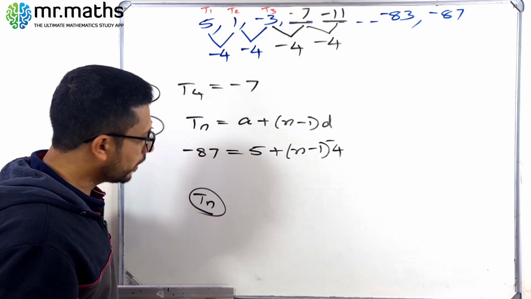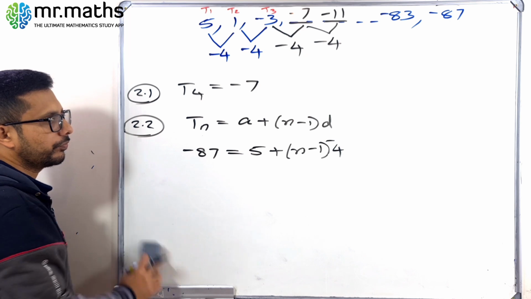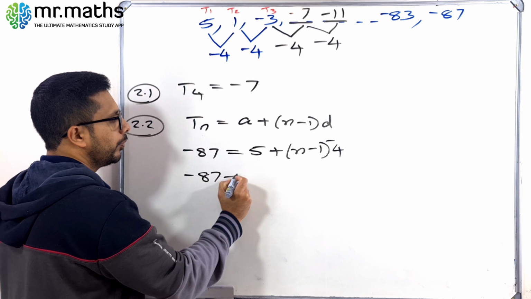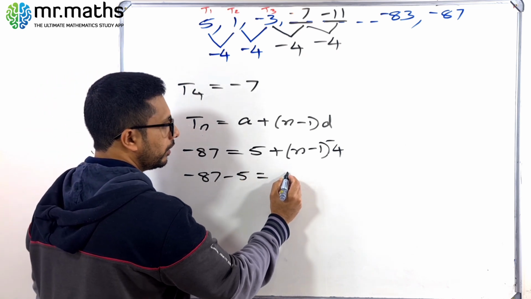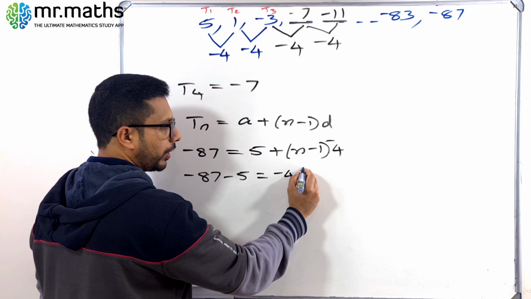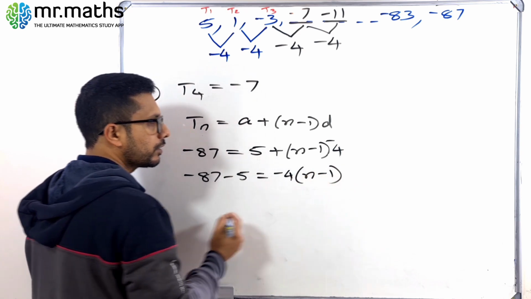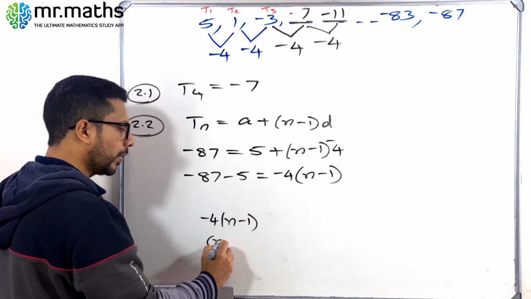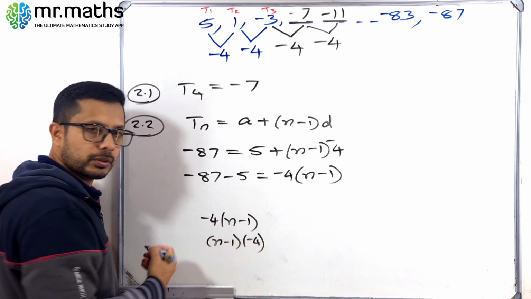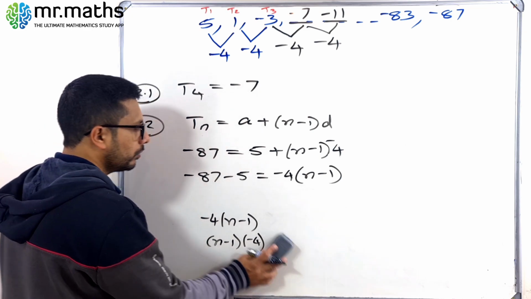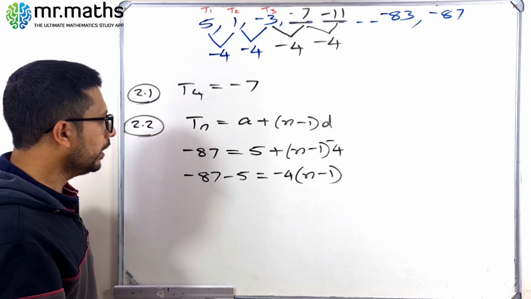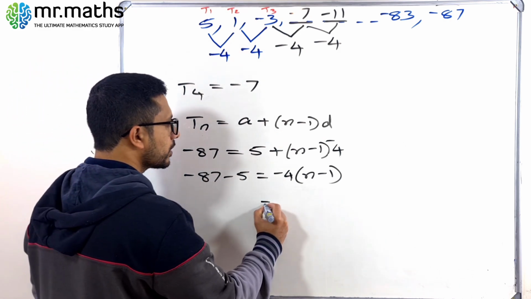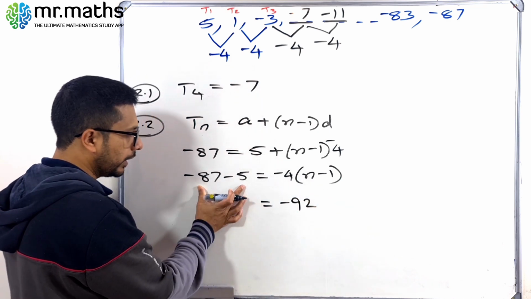Anyway, how can I find the value of n from there? Let's take this 5 to this side. So it is minus 87 minus 5 is equal to minus 4 into n minus 1, which is the same as n minus 1 into minus 4. Both are the same thing. Now, what is minus 87 minus 5? Check in your calculator. Minus 92.